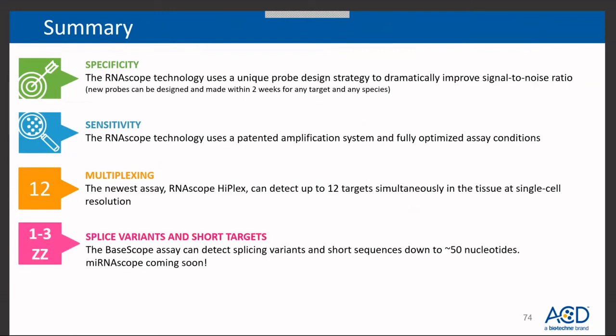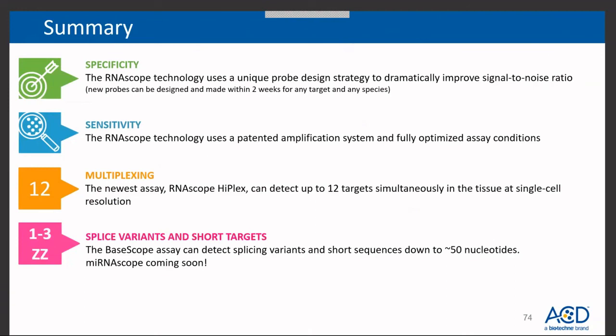We have an assay called BaseScope. If you're interested in alternative splicing or really short sequences or even point mutations, we have a probe and a platform for that. It's called BaseScope. I am happy to talk about it more. We have actually webinars available, pre-recorded, that you can watch to learn more about how to use BaseScope to detect these sorts of RNAs.